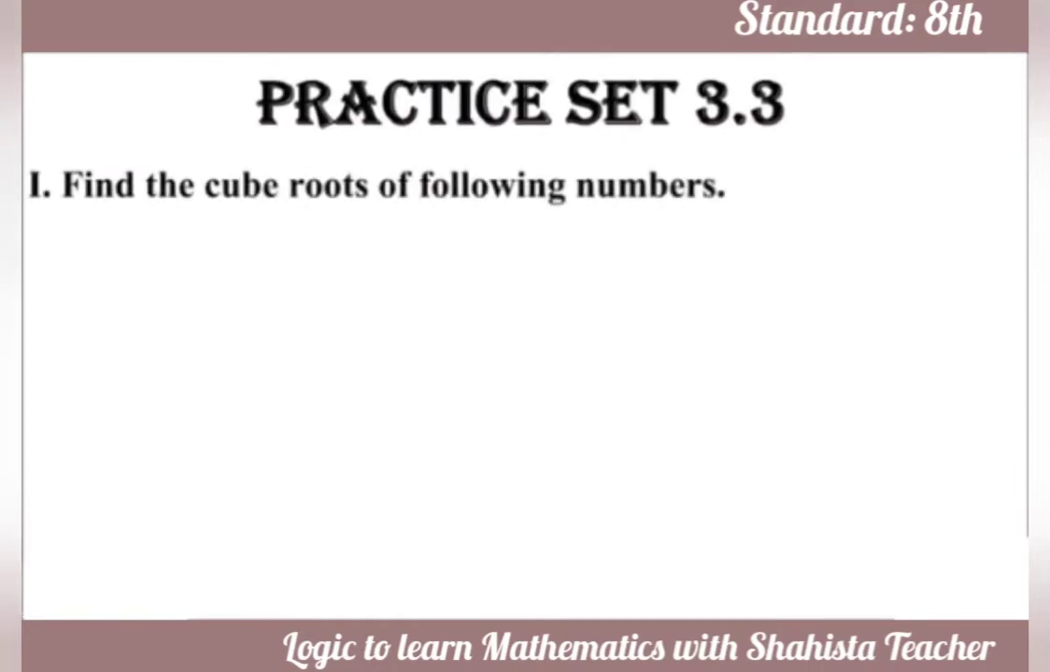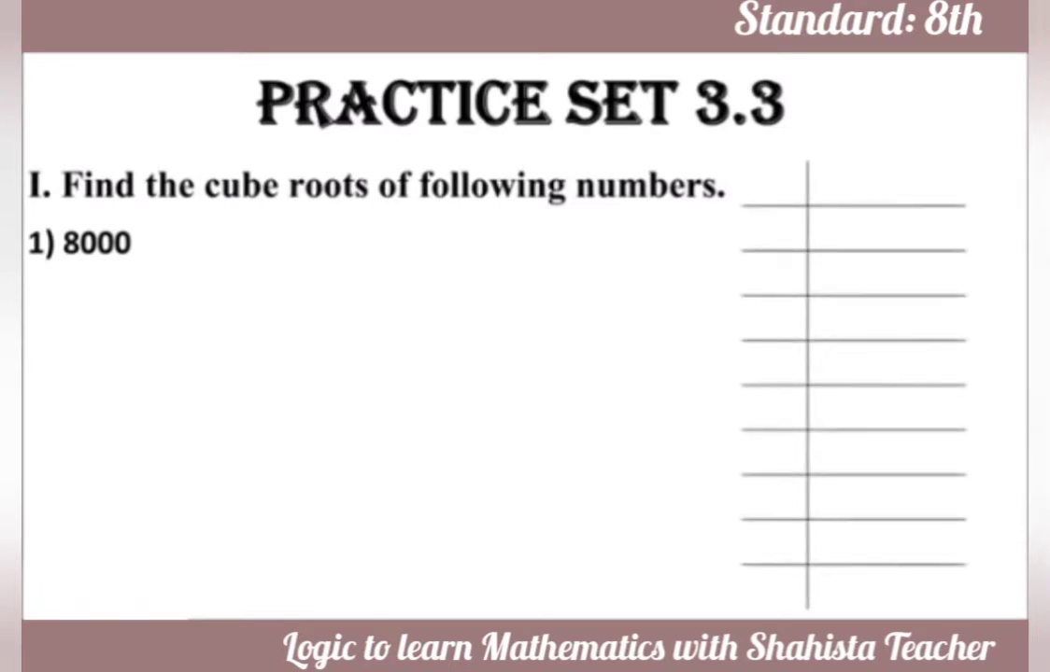Find the cube root of the following numbers. Sub-question 1, 8000. Students, in this question we will apply the LCM method, the lowest common multiple method, taking common factors. 8000 is divisible by 2 because it is an even number. Dividing 8000 by 2 gives us 4000. So we keep 2 on the left-hand side and divide 8000.